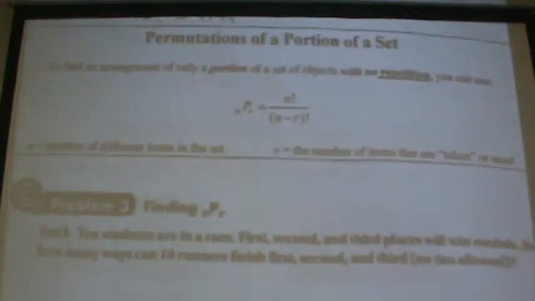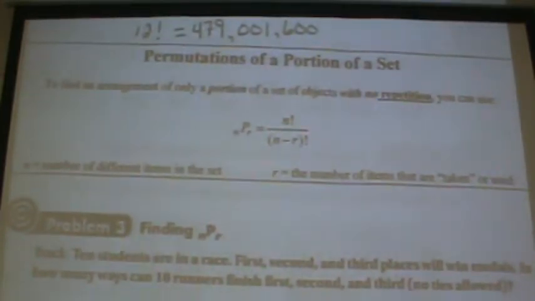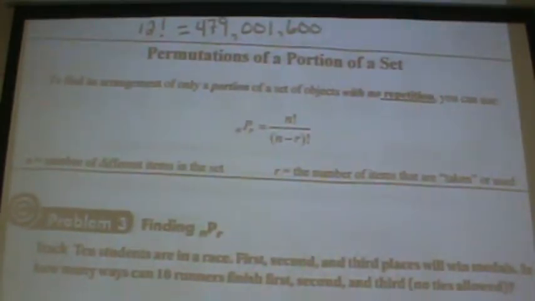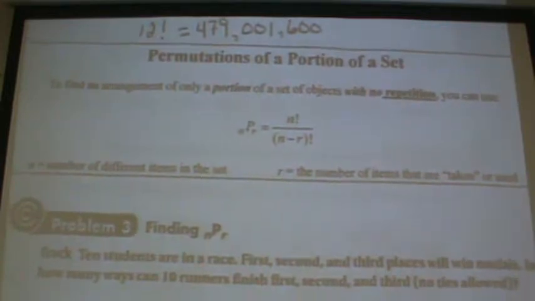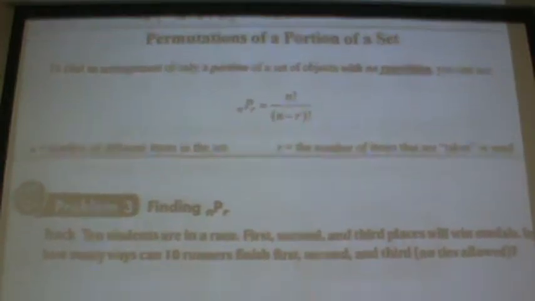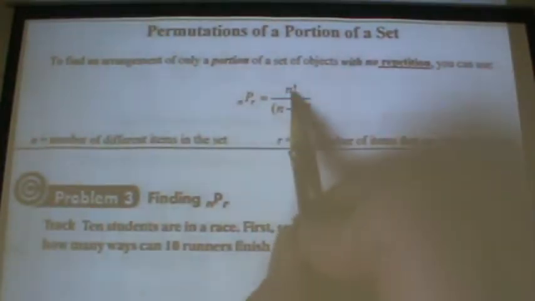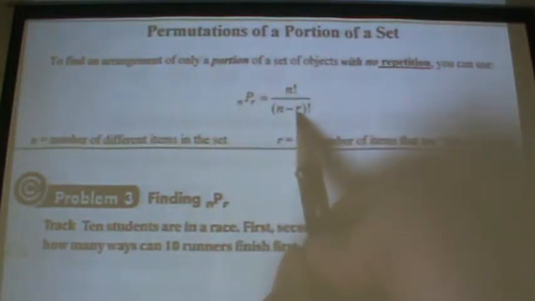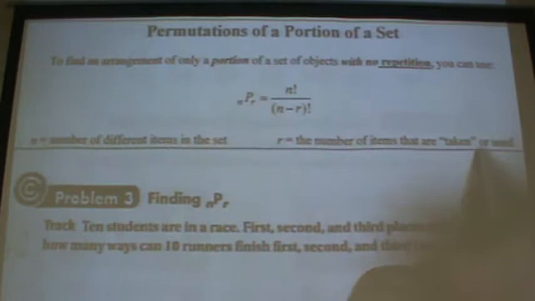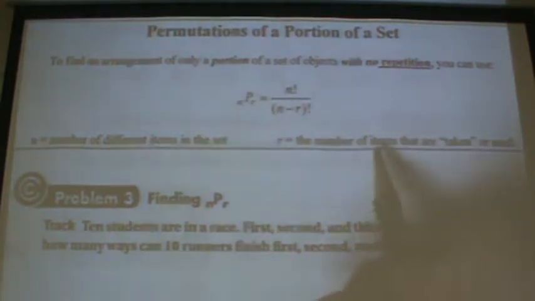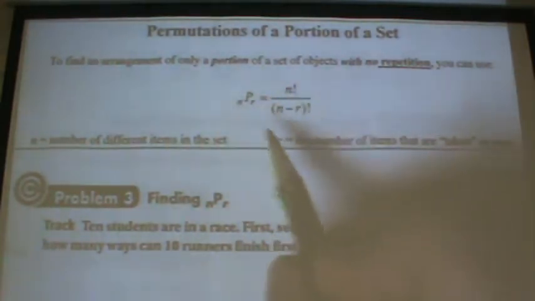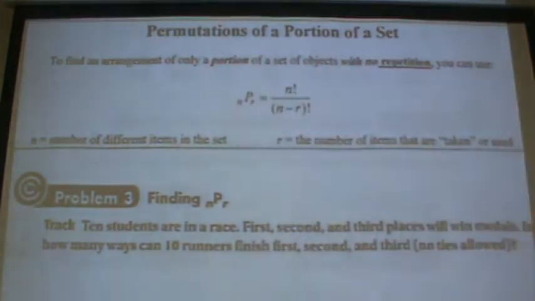If you wanted to find just a portion of the set, or if you're finding the order for more than one thing, we're going to use this second equation. This says that the whole set is your n, and your r is what you're finding, or what you're using. And this is still where order matters because it's a permutation.